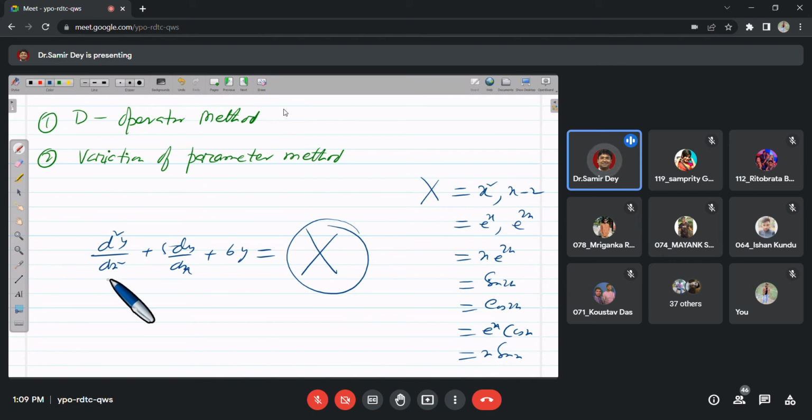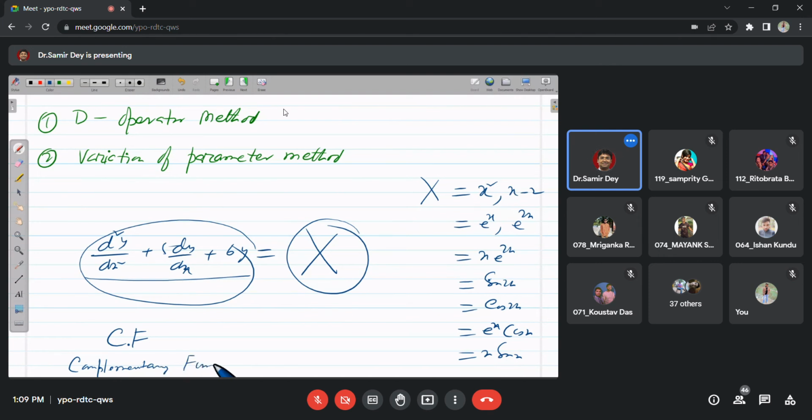But the left hand side part is the same. There are 2 parts of calculation you have in higher order differential equation: on the left side part and on the right side part. The left hand side part calculation is called CF. What is CF? CF stands for complementary function. And the right hand side part calculation is known as PI, meaning particular integral.